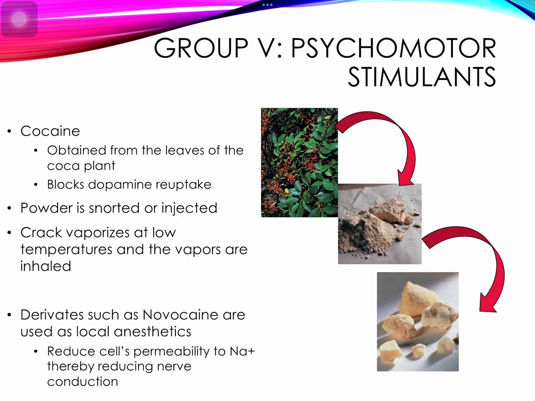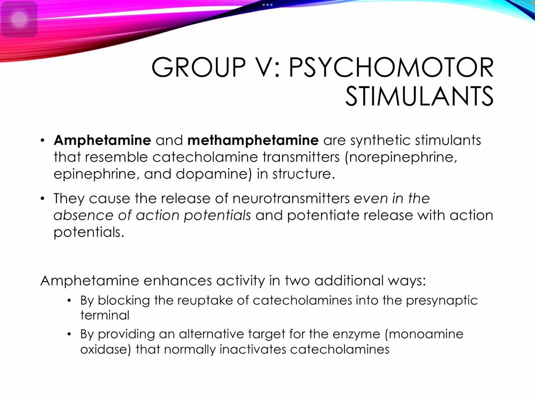Novocaine, for example, if you ever had a dental procedure, a lot of times people will get local Novocaine. That is derived from cocaine and is used as a local anesthetic. Essentially what it does is it reduces your permeability to sodium, and so it's going to reduce nerve conduction, and you're not going to be able to feel that area because there's no depolarization happening. So it's just working locally.